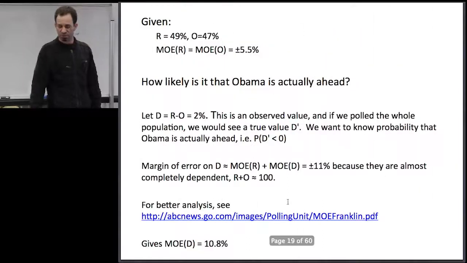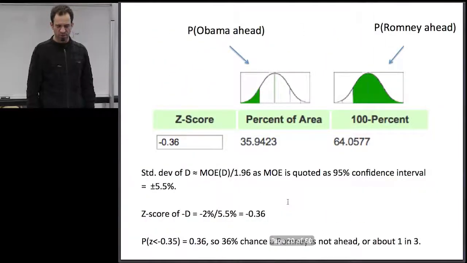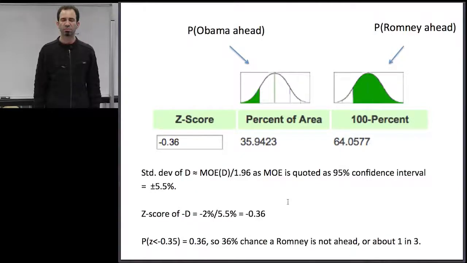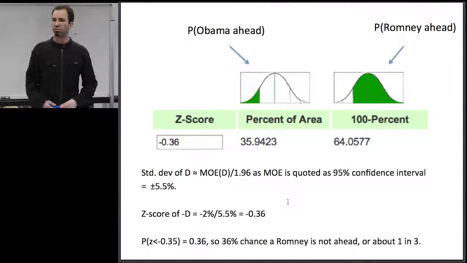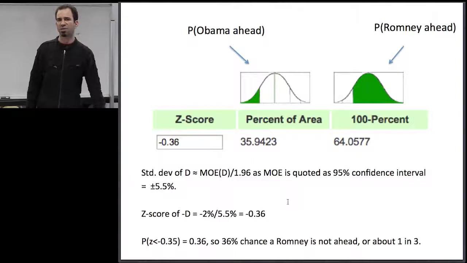In the United States, is it compulsory to report the margin of error when you're talking about polls? Because I've always noticed that it's reported. I don't think it's compulsory.